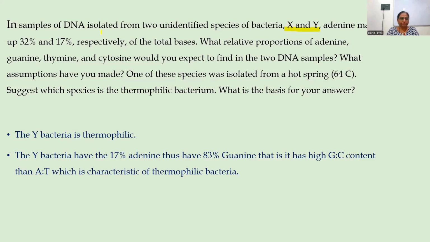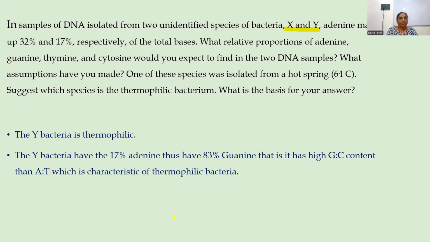Now here, the Y bacteria has 17% adenine, thus it has 83% of guanine and cytosine. That is, it has a high GC content, which is a characteristic of the thermophilic bacteria. From 100%, there is 17% adenine, so you have to subtract 17 from 100, and it is going to be 83%. The same you have to do for the X species.